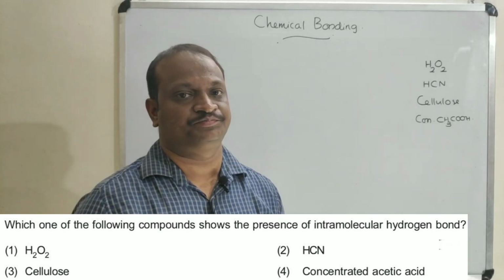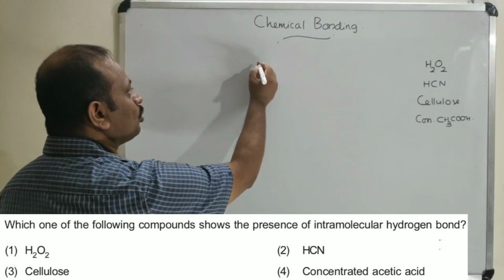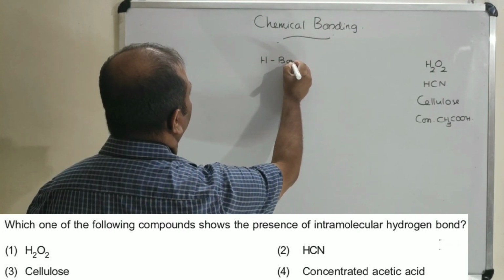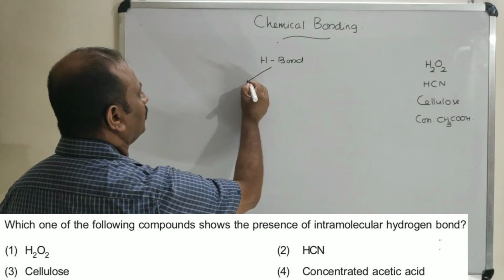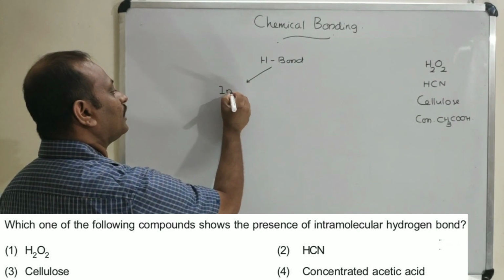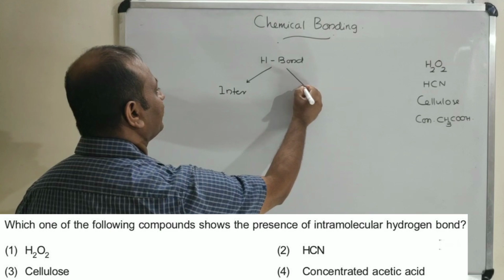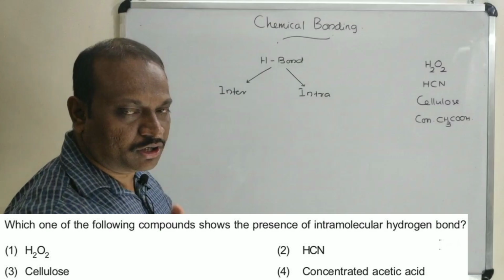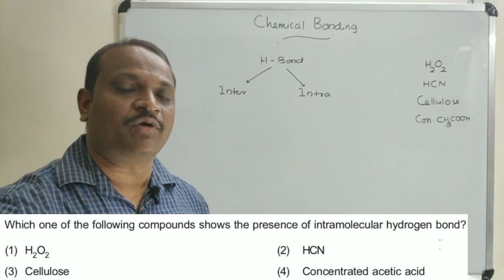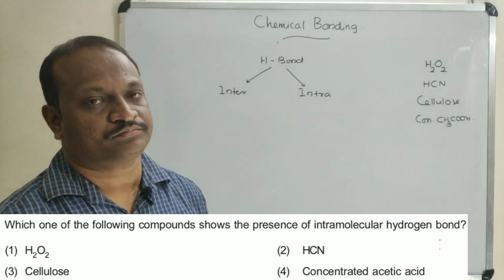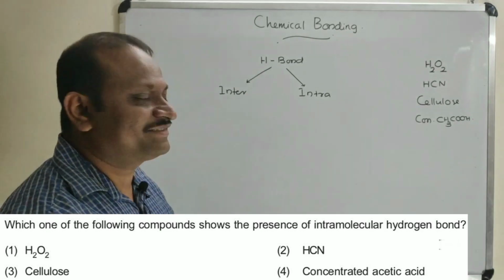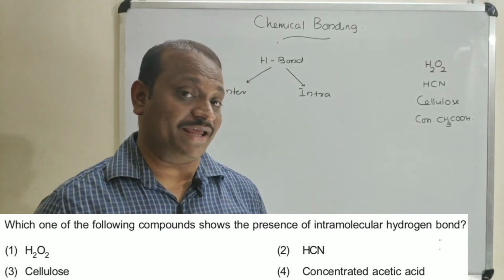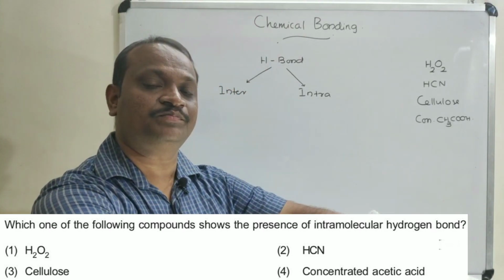intramolecular hydrogen bond? As you know, we have two kinds of hydrogen bond. So let me write there. First is called intermolecular and second is called intramolecular. So first one is called intermolecular. Second one is called intramolecular. See, in the first case, I am holding the hand of another person. But in the second one, intra, I am holding my hands together.